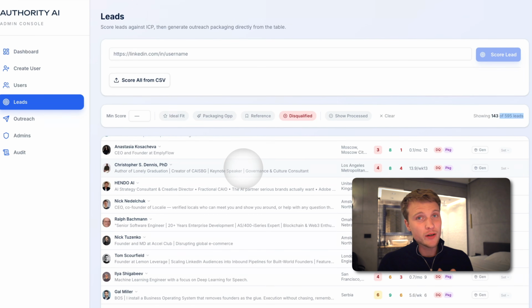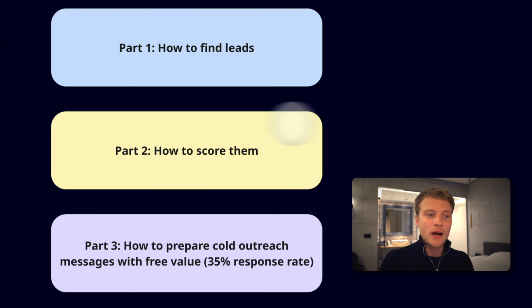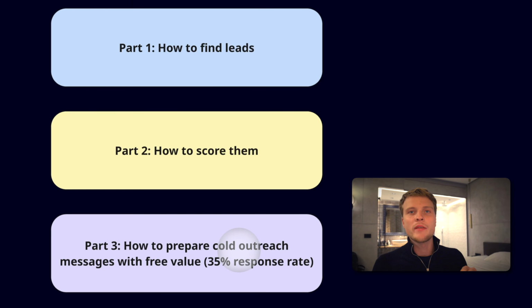This is important because we're doing high quality, hyper-personalized, value-driven cold outreach. It's not 100% automated, it's 95% automated. So we still have some manual touch. For that reason, we want to be spending our attention on the leads who will convert. So now, once we understood how to score them, we're moving to the third part, which is preparing cold outreach messages with free value for those people.